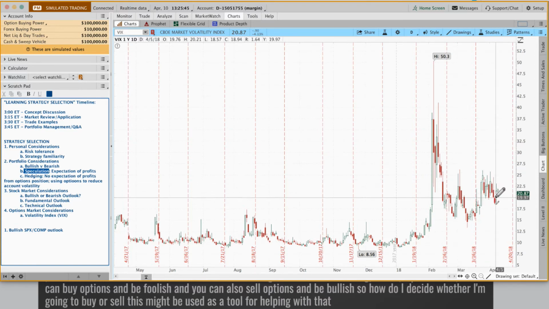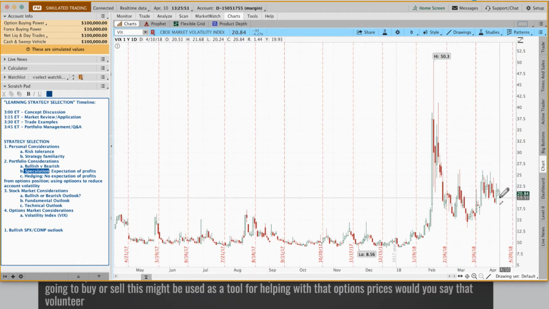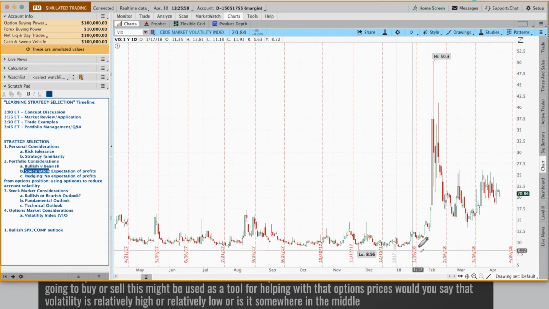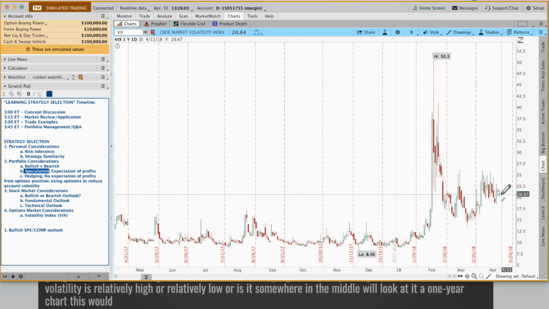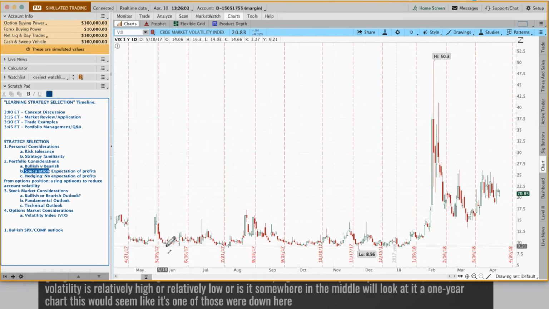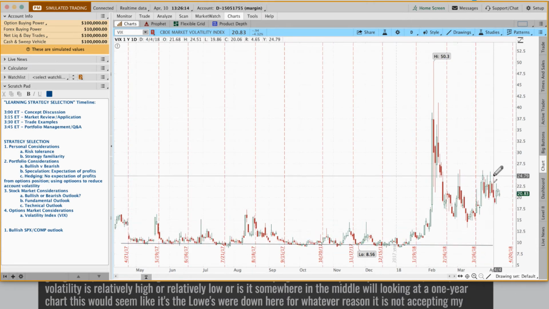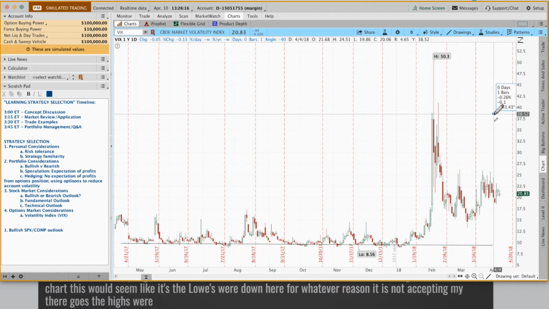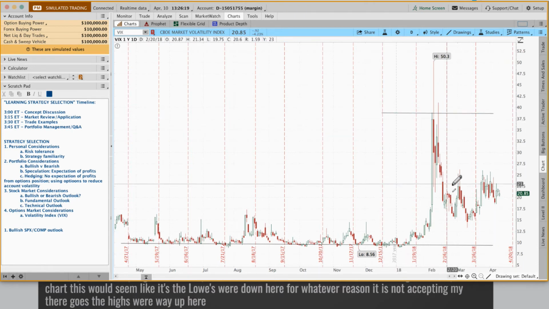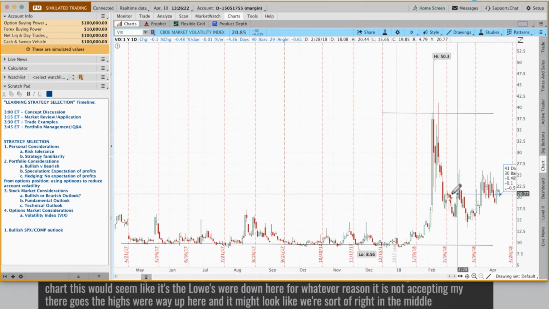So look at where we are right now. Would you say that options prices, would you say that volatility is relatively high or relatively low, or is it somewhere in the middle? Well, looking at a one-year chart, this would seem like the lows were down here. Right? Let me just draw in a little quick line here. Lows are down here. And for whatever reason, it is not accepting my other click. There it goes. The highs were way up here, and it might look like we're sort of right in the middle. Right?